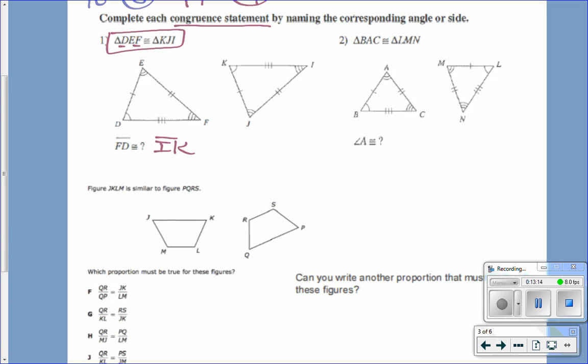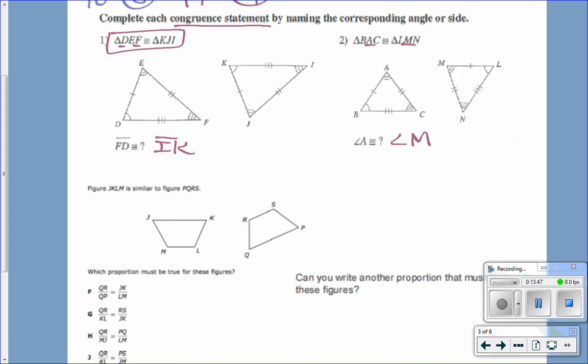You could, but sometimes that's not provided. Most of the time it's not even there. And students like to go by the look of the shapes, and sometimes they're turned, and they want to use the shape and not the congruent statement. Don't do that. Use your congruent statement in the word problem, okay? Number 2, angle A corresponds to what angle? Yeah. Good. Okay? The congruent statement is your go-to.